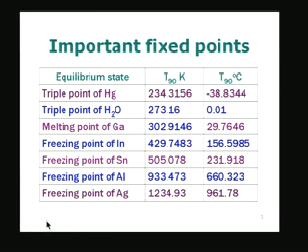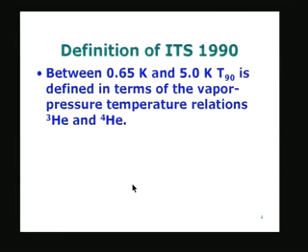So, if you look at the fixed points we have, there are several fixed points covering the range from the lowest temperature to the highest possible, and in fact, there are temperatures higher than this which we have not included here. We will come to that in a little while from now. So, the ITS 1990 is a modification of the IPTS 1968, the International Practical Temperature Scale of 1968. ITS 1990 includes some modifications. Some of them are minor, some of them are more important modifications.